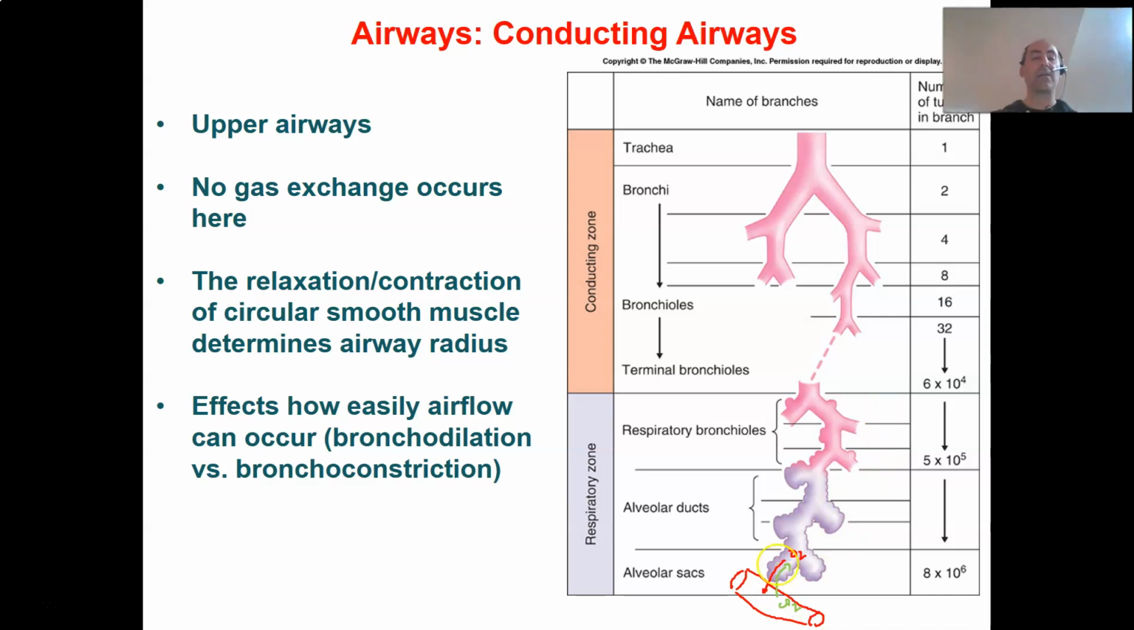So the majority of gas exchange occurs between the alveoli and the capillary. So the average person has roughly a surface area of lung capillaries and a surface area of alveoli, each being about the size of a tennis court. So that enormous surface area allows gas exchange to occur in about a quarter of a second.